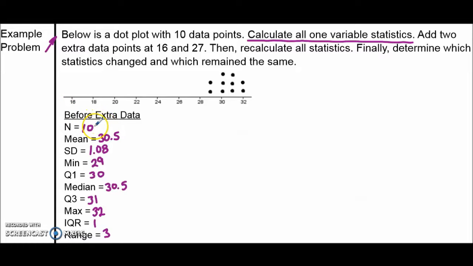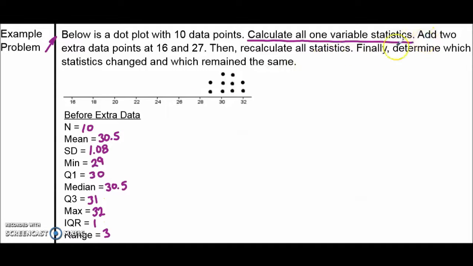And here we are. There were 10 data points, so n is 10. The mean or the average was 30.5. We knew the standard deviation was 1.08. The smallest value was 29. The first quartile was 30. The median was 30.5. The third quartile was 31. The maximum was 32. The IQR, remember that's Q3, 31, minus Q1, which is 30, so 31 minus 30 is 1. And the range, remember that's the maximum, 32, minus the minimum, 29, so 32 minus 29 gives me a range of 3.